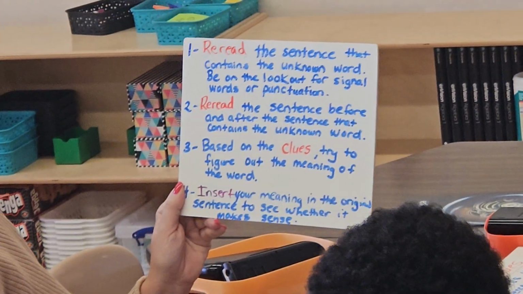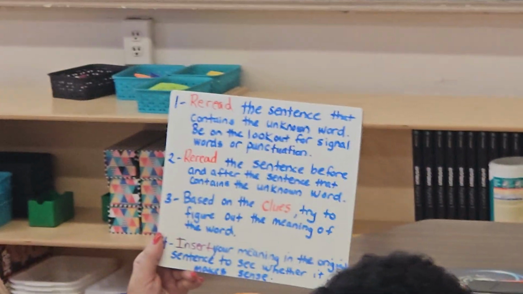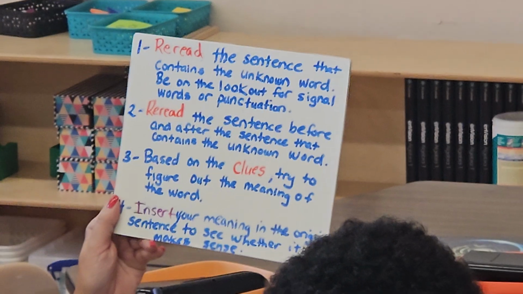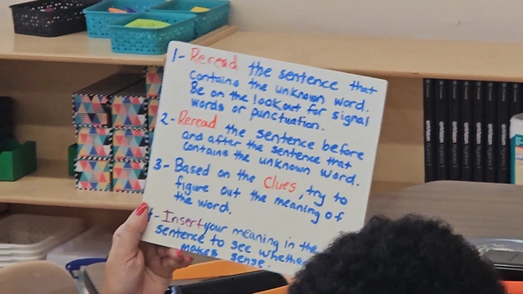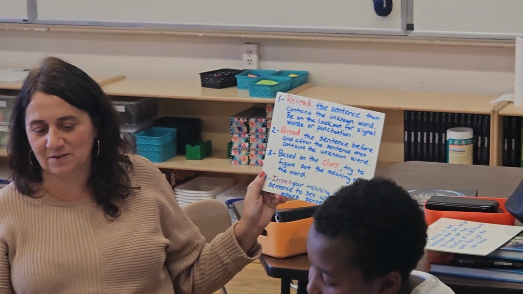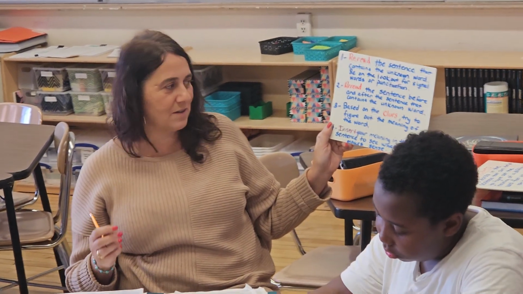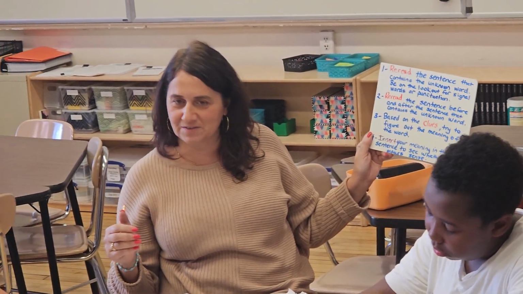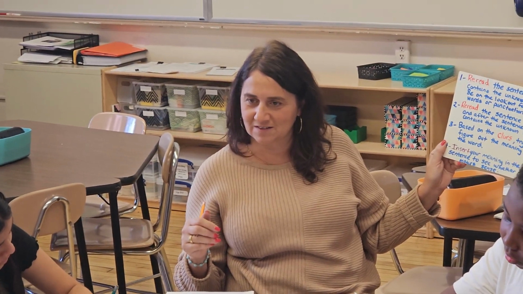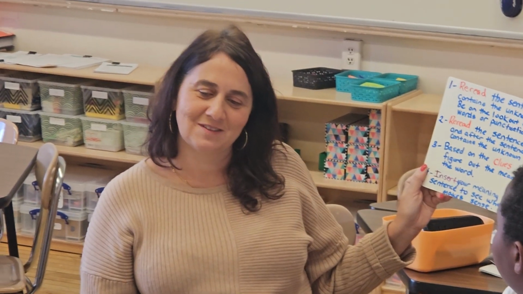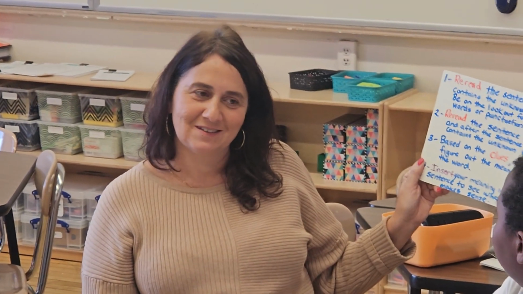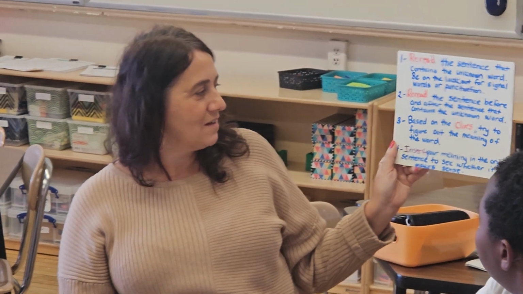The second one says reread the sentence before and after the sentence that contains the unknown word. So that means we're gonna read it first, the word, and then if you don't know the word, we're gonna try to figure out the definition from the clues in the sentence. And then we reread it with the clue in the sentence. Understand? Anybody have any questions? You just keep writing it.